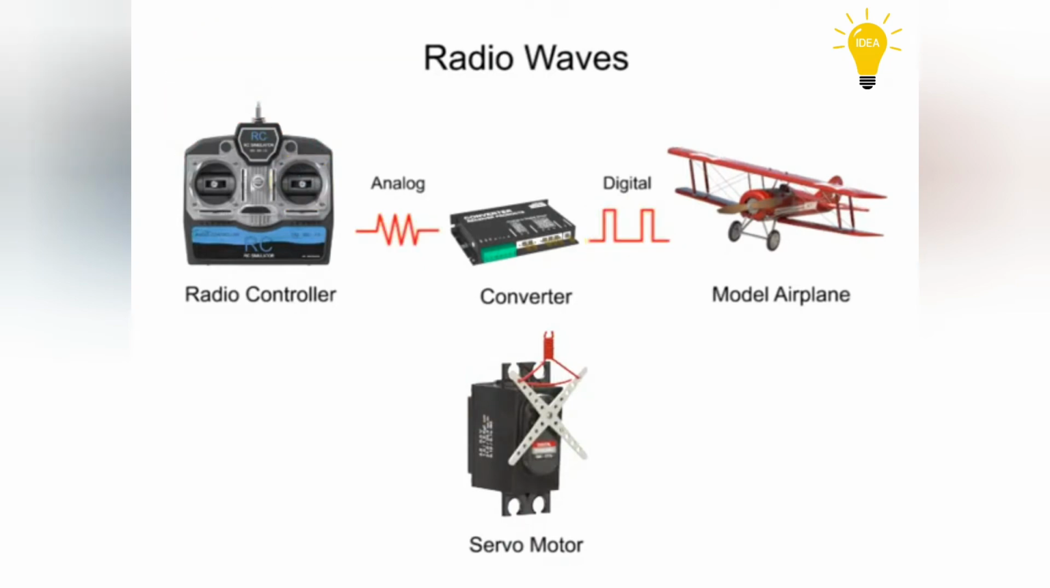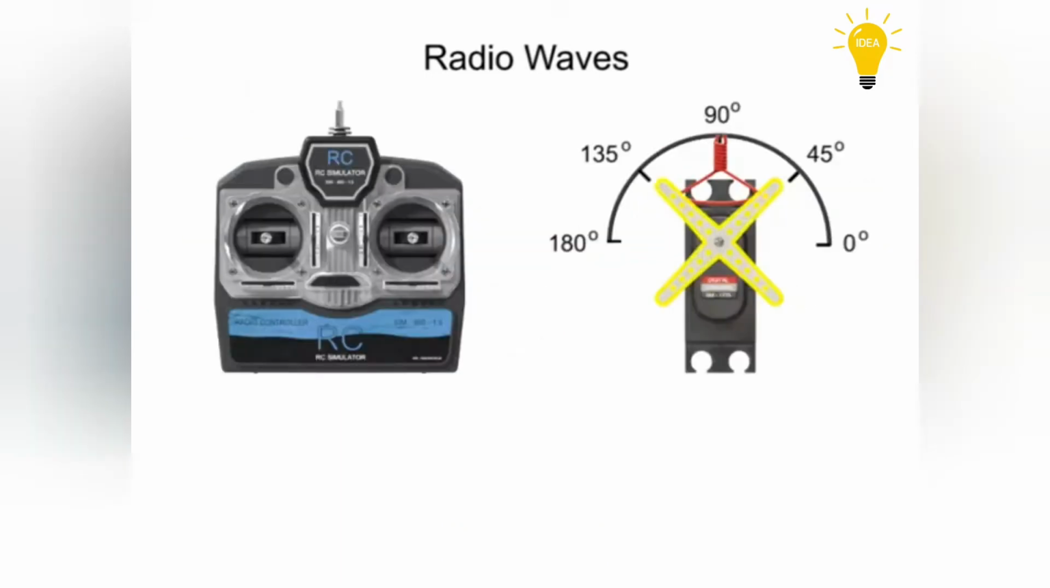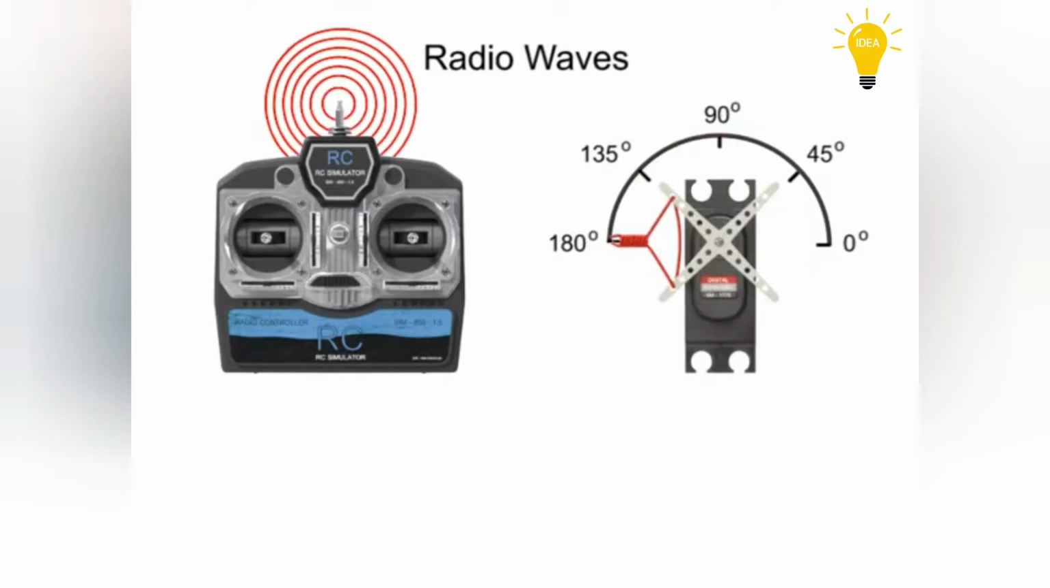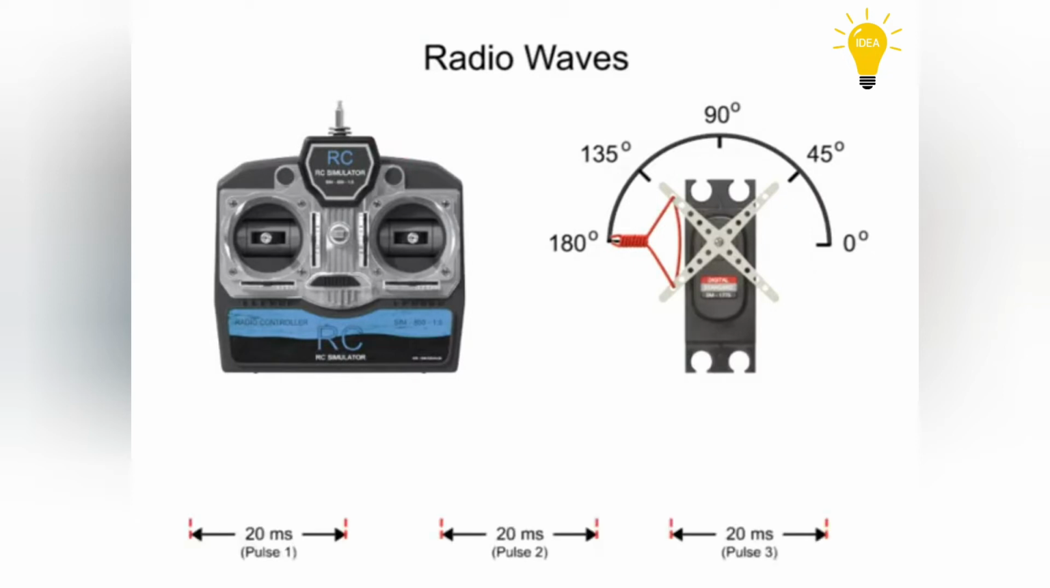Let's look at the operation of a servo motor in more detail. The horn of a servo motor can be activated to hold certain positions. This position is set by the length of a radio pulse arriving from the radio controller. The servo expects to receive a converted digital pulse roughly every 20 milliseconds. This train of pulses instructs the servo motor to hold its position.